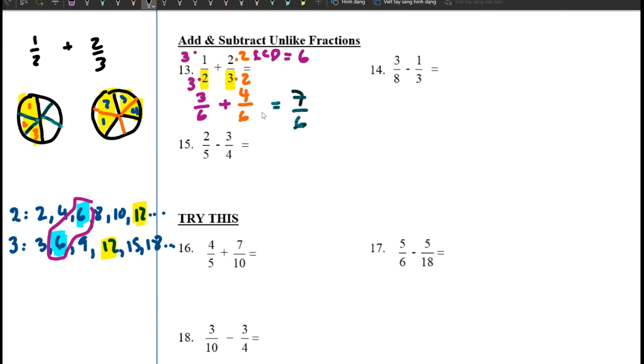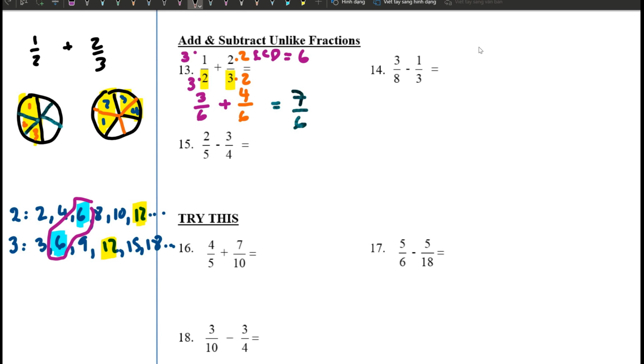Okay, so that's the idea of why we need to find the least common denominator. Basically, we want to cut both pizzas into equal parts, the same size, which in this case is 6 slices. Alright, now that we have that idea in mind, we're going to move forward without drawing pictures anymore.